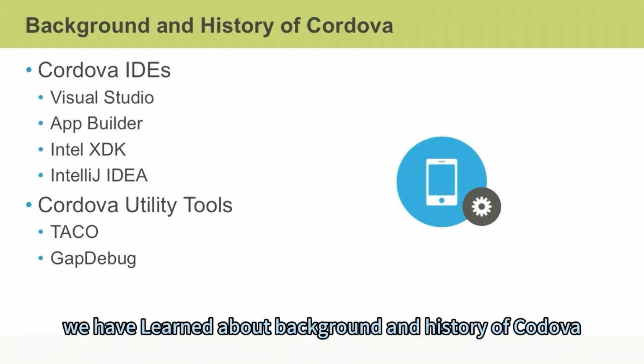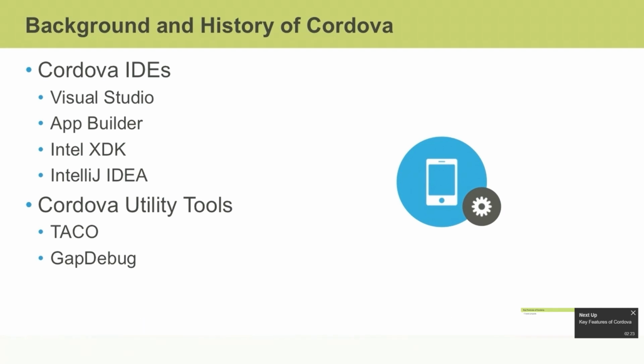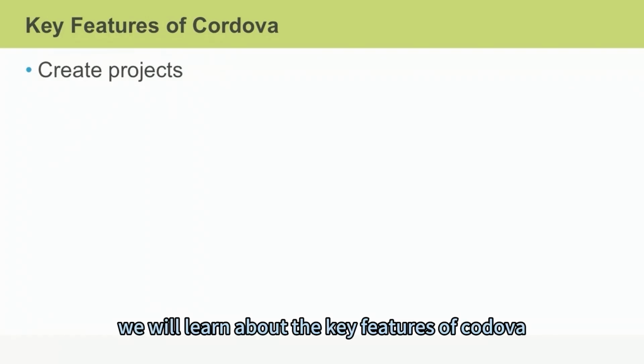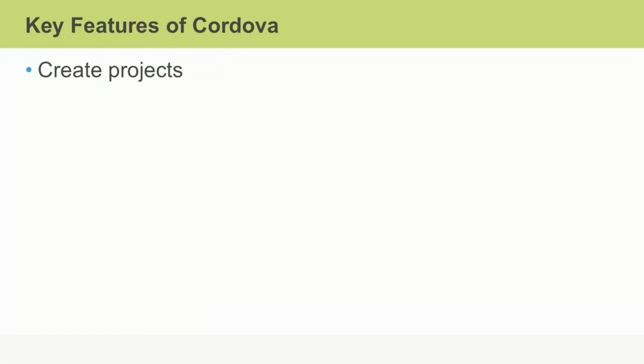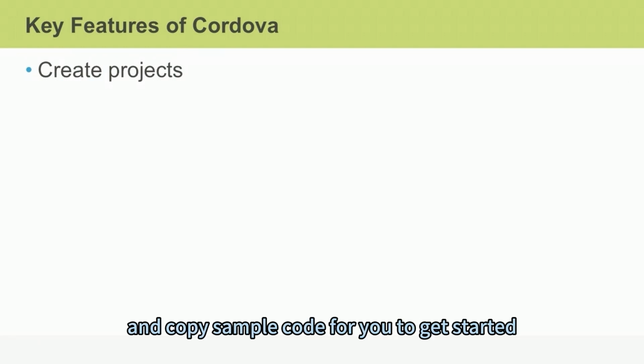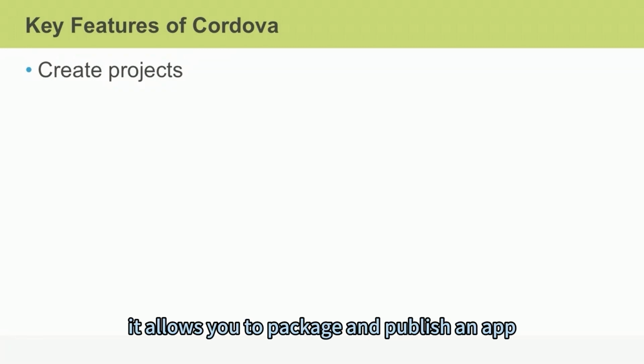Now, we have learned about the background and history of Cordova. Next, we will learn about the key features of Cordova. You can create a project in Cordova, which will automatically create the Cordova compliant folder structure and copy sample code for you to get started. It allows you to package and publish an app.